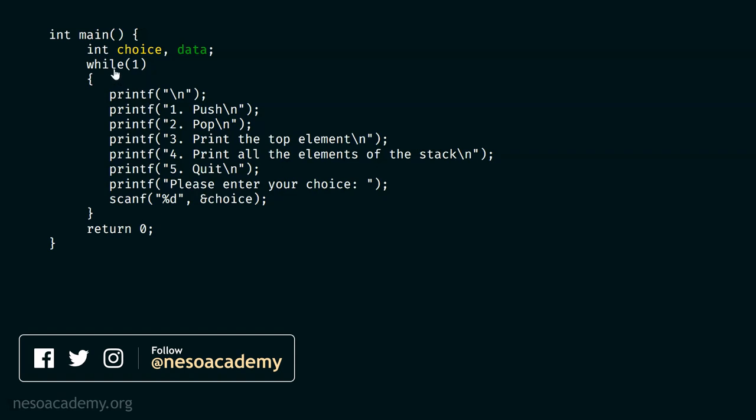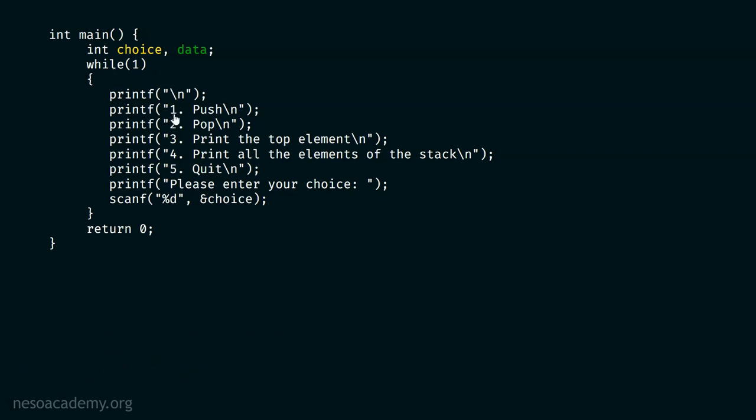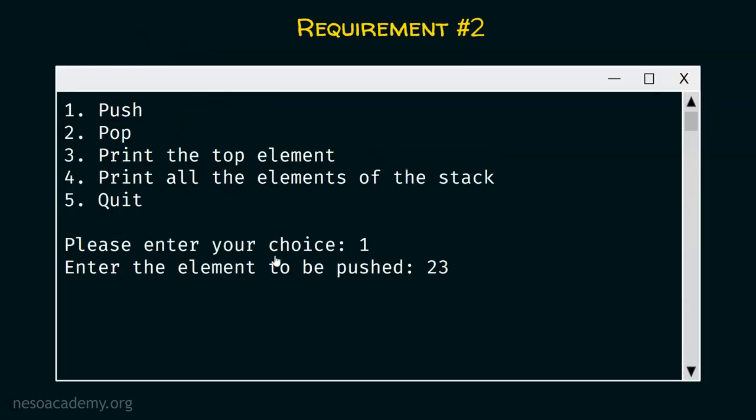So here this loop will run infinitely. Here you can see first this message will get printed on the screen: 1.push, then 2.pop, 3.print the top element, 4.print all the elements of the stack, 5.quit. And finally, this message will get printed on the screen, that is please enter your choice. And that particular choice we will simply store within this choice variable. Fine.